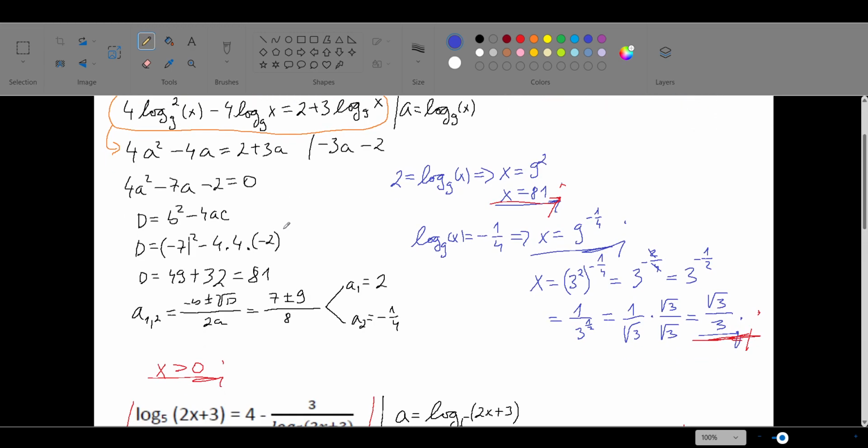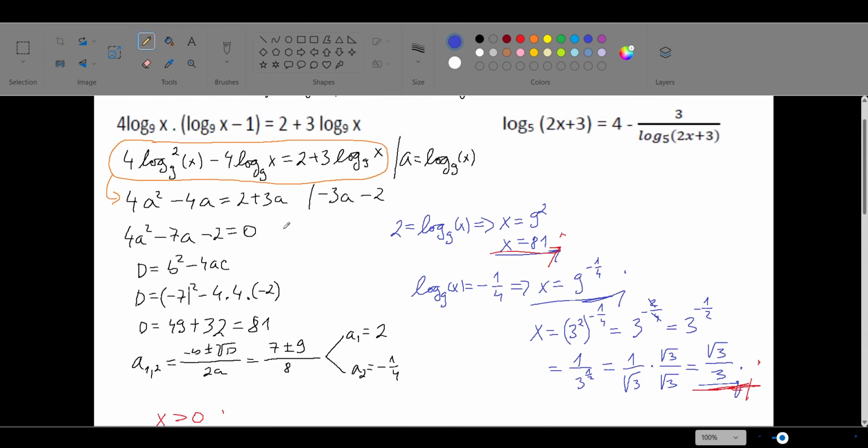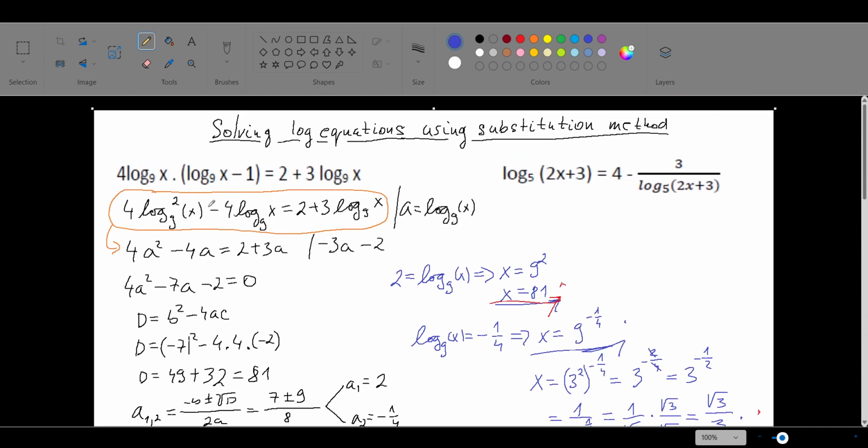But please don't forget then to do the resubstitution, and also please don't forget to find the domain of all logarithmic functions or expressions which are given in your equation.